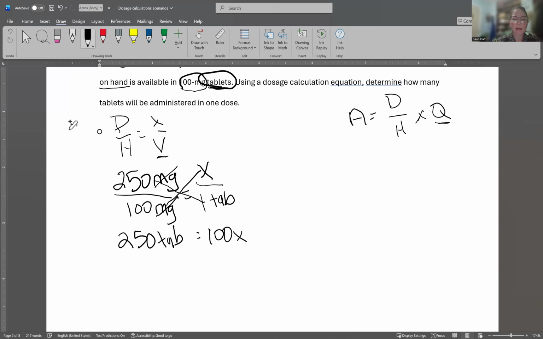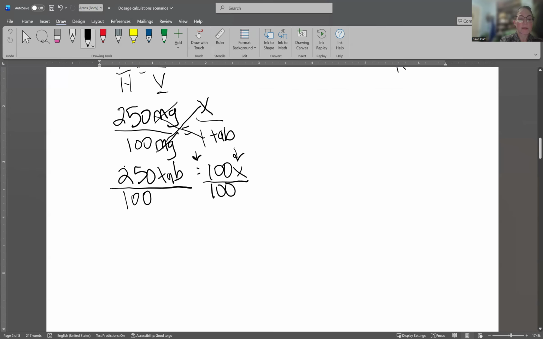Now we have to get X by itself on the right side of that equation. So we are going to divide by 100 over here. What you do on one side of the equal sign, you have to do on the other side. So I'm going to divide 100 into 250. If this is something you can do in your head, then do it in your head. Some people have to write it out. So writing it out, this number goes on the outside of the division sign. So 100 goes into 250.